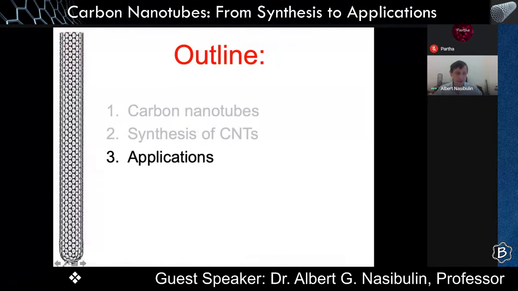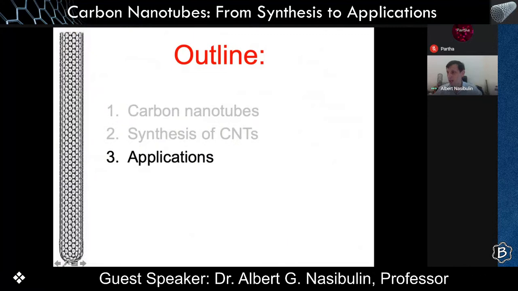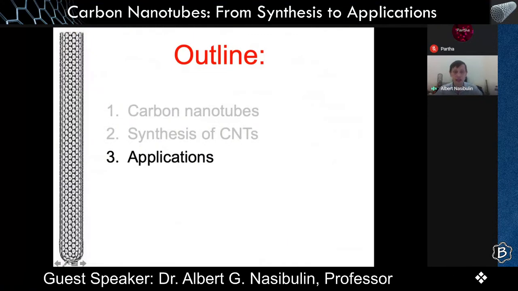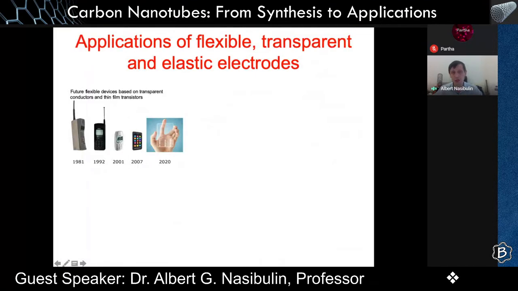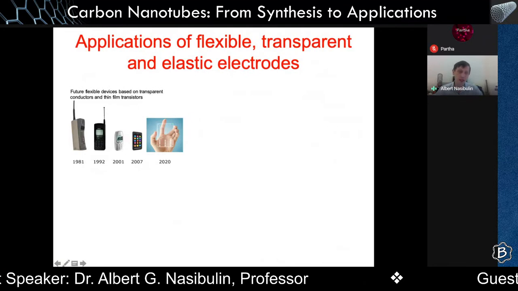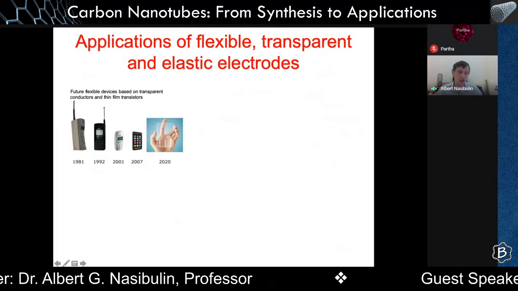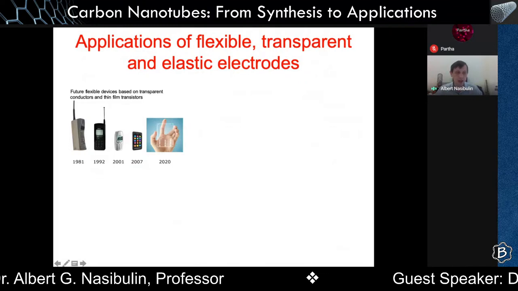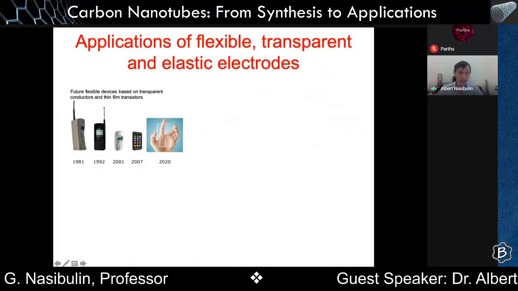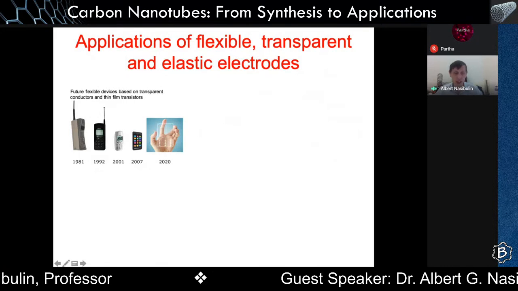Applications. Now we are producing good quality carbon nanotubes. What can we do, and what could these carbon nanotubes be utilized for? In the beginning, we were actually inspired by the development of electronics. You could look at this set of mobile phones starting from 1981, and there is a drastic change in their view and their functionality.